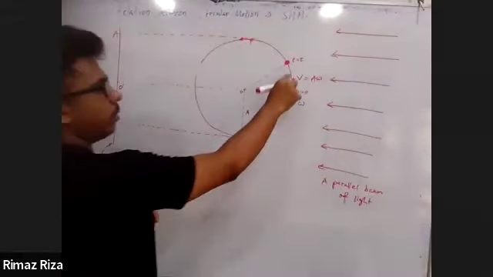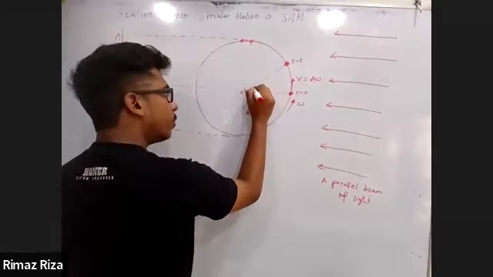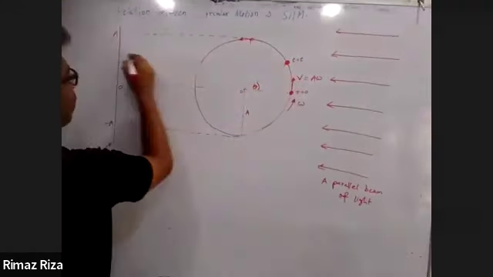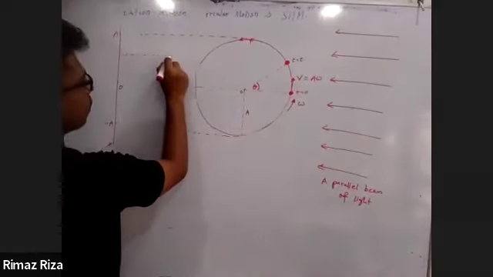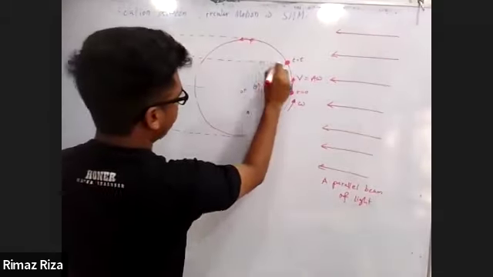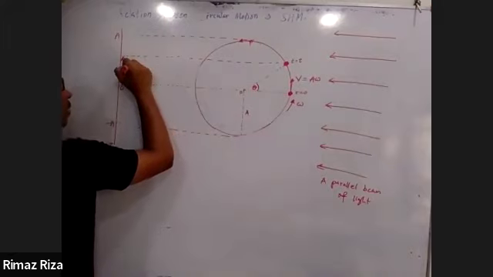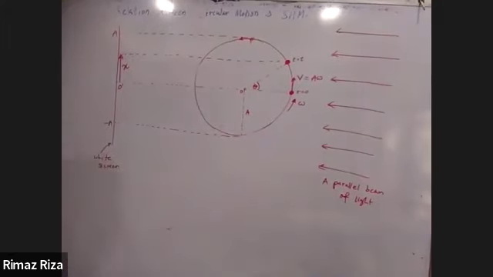So after some time t, the angular displacement is theta, and the corresponding displacement, let's say, is x. The particle has displacement. Okay, so quickly draw this.